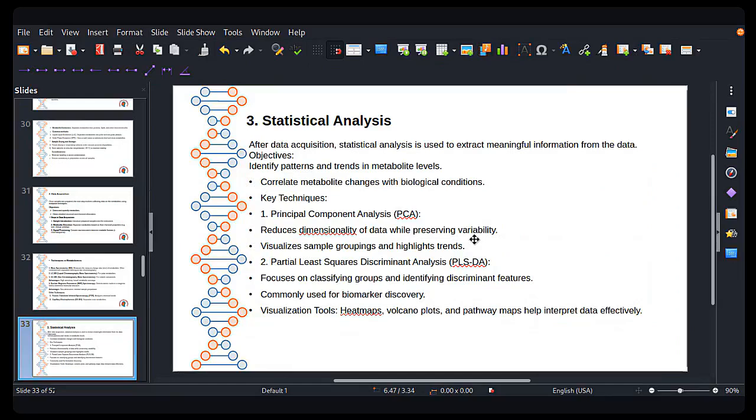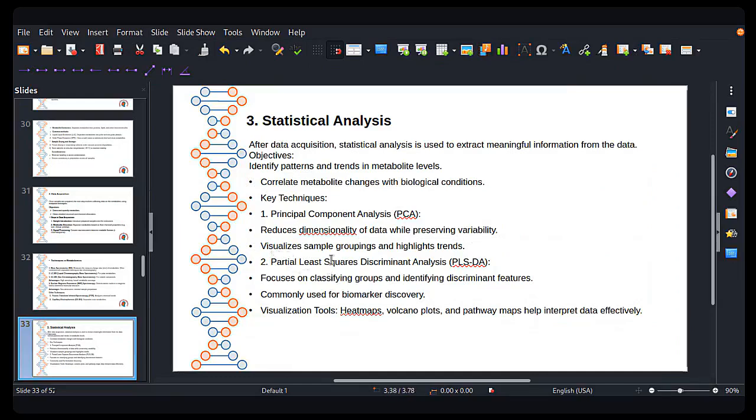See, data analysis: you put the sample in the instrument, and a result will come out from there, okay? Then to understand that result, after data acquisition, statistical analysis means we have to extract the meaningful information from the data which we observed, right? So we can use principal component analysis.